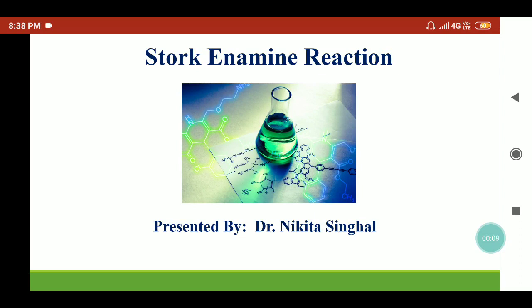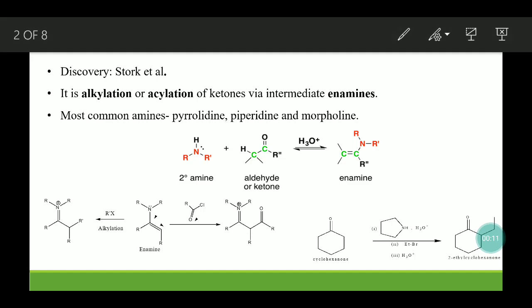In this presentation, I am going to discuss the Stork Enamine reaction. This reaction was discovered by Stork et al. It is used for alkylation or acylation of carbonyl compounds. That means we can alkylate or acylate the carbonyl compounds using enamines as intermediates.